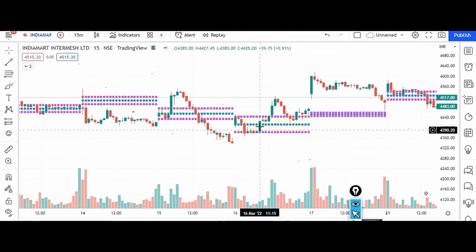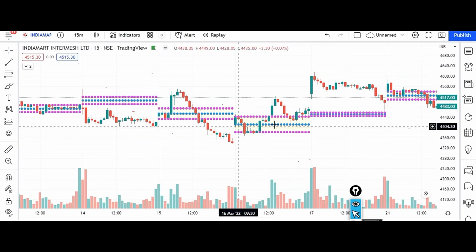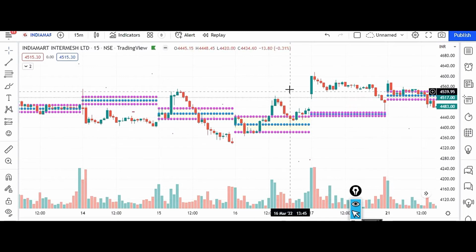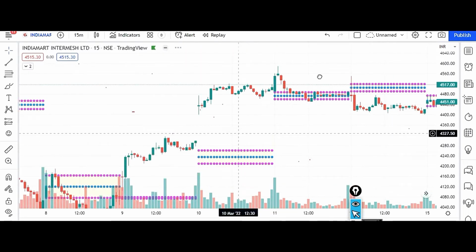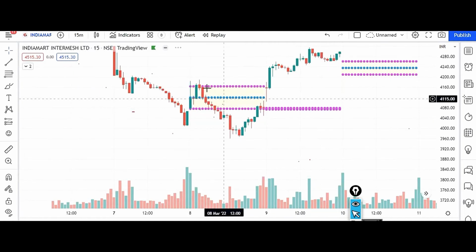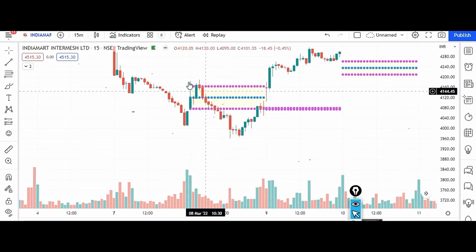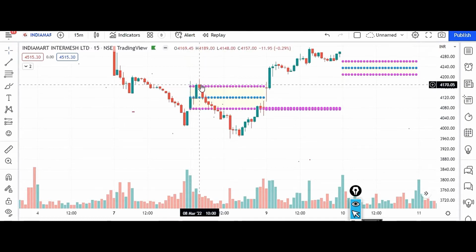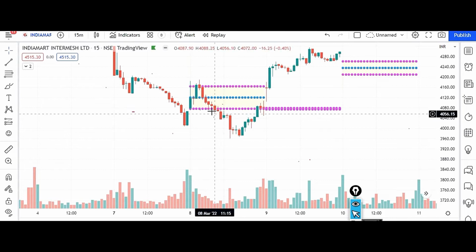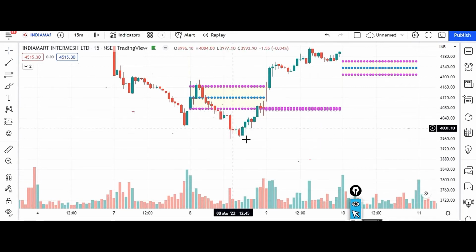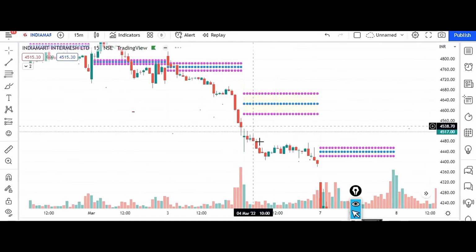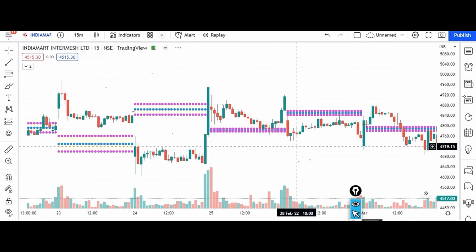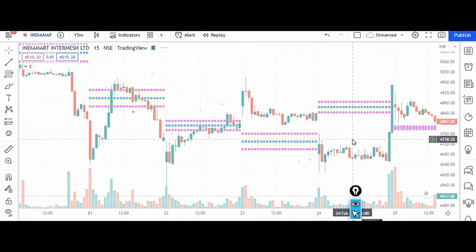This is, you see, it's inside the CPR all the time. You might take an entry above the CPR and try lesser. Here the wide CPR, you see it holds this level. It opened downside. It didn't break this level. It can't sustain above this level again. It reversed. Once this level is broken downside, you can go short and try your SL. Made some small profit. Let's move to the next stock.